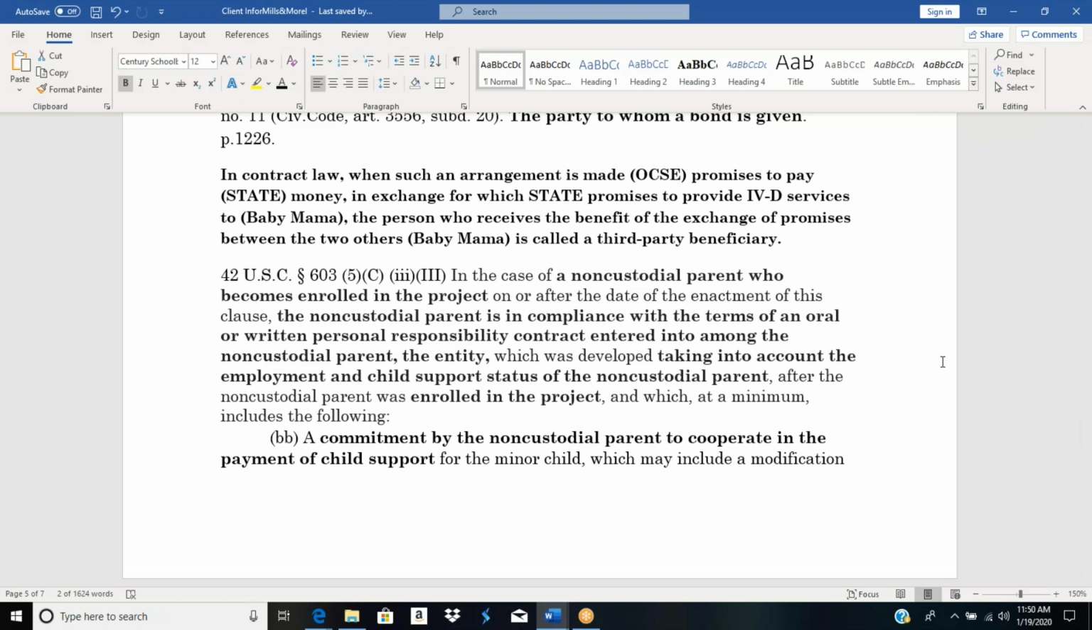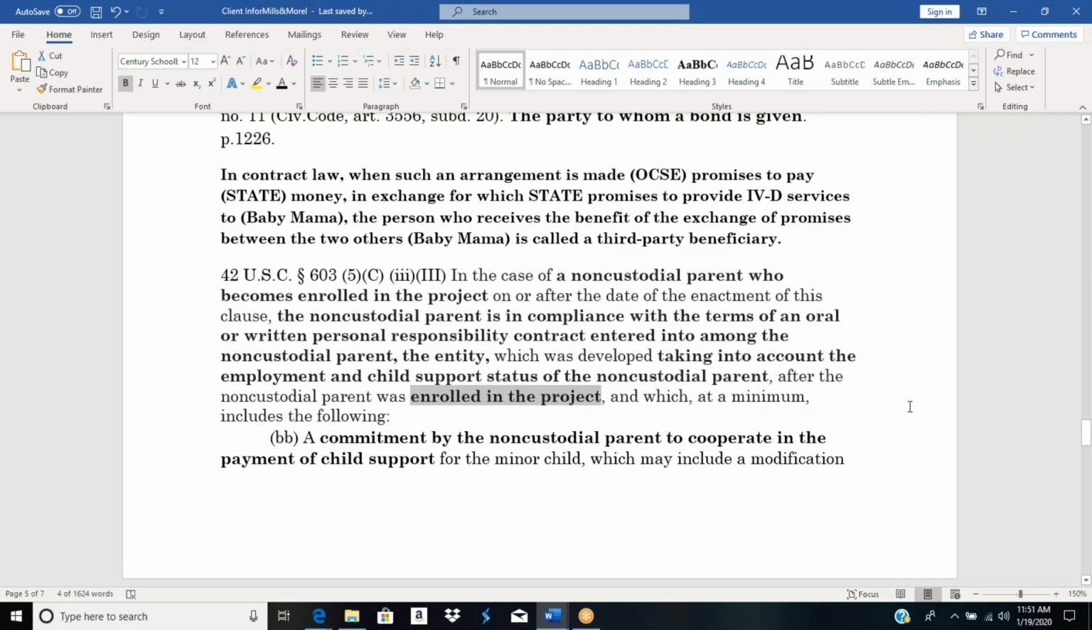In the case of a non-custodial parent who becomes enrolled in the project, or after the date of the enactment of this clause, the non-custodial parent is in compliance with the terms of an oral or written personal responsibility contract entered into among the non-custodial parent and the entity. Who's the entity? The single and separate 42 USC 654-3 unit. Okay? Which was developed taking into account the employment and the child support status of the non-custodial parent after the non-custodial parent was enrolled in the project.